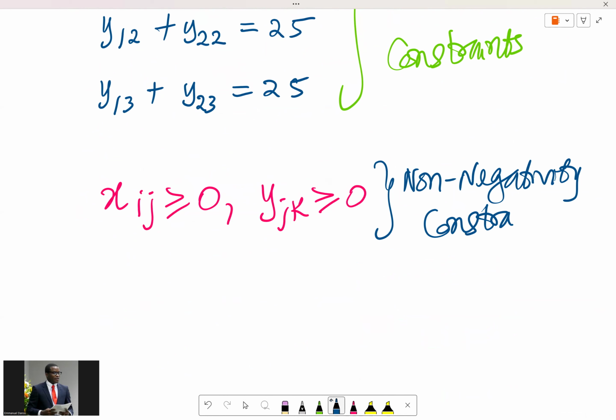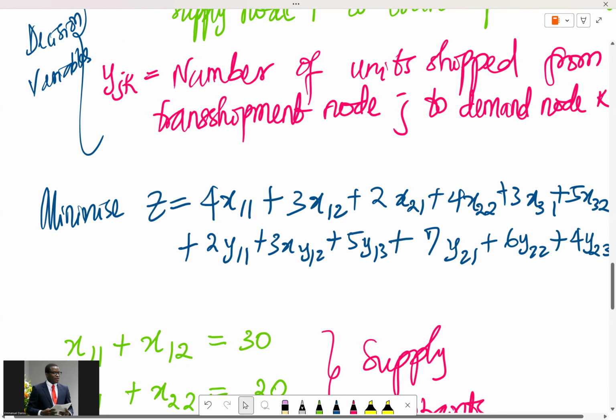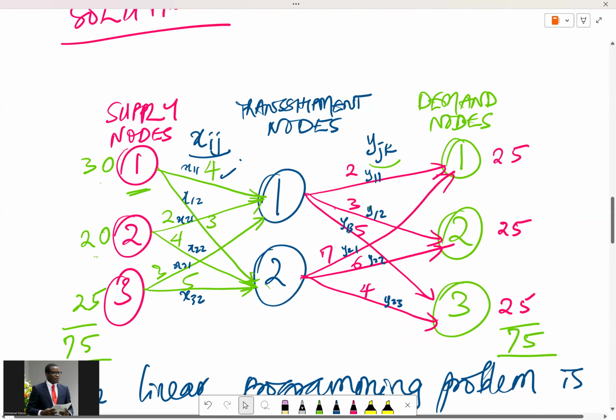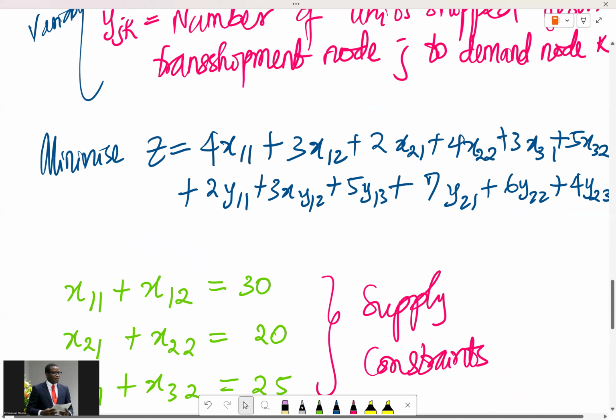Okay. So now that you have formulated the problem, you can now solve it using the simplex method. Of course, the graphical method will not be possible here because we have several variables. That's 1, 2, 3, 4, 5, 6, 7, 8, 9, 10, 11, 12. The number of variables will be like the multiplication of the nodes. That's 3 times 2 is 6, 6 times 3 is 18. But here we have 12.